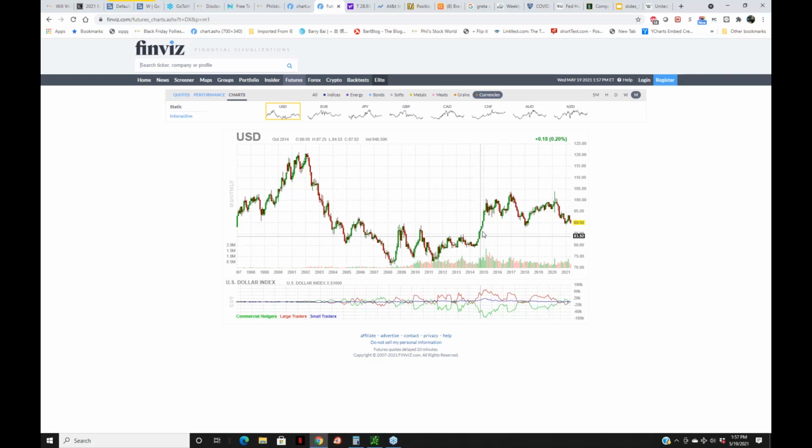Still drifting along, still weak dollar, still weak dollar. Got a bit stronger the last few years and is now coming back down. Significantly down, though, down 10% since COVID started.